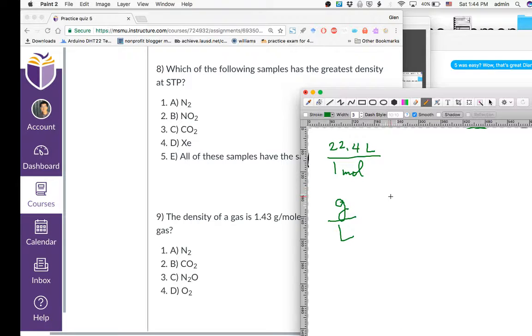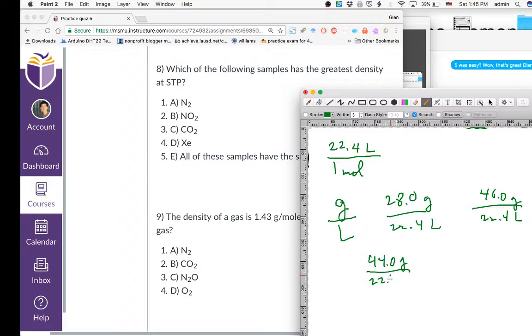For nitrogen, that's 28 grams per mole, so that's 28 grams per 22.4 liters. For nitrogen dioxide, that's 46 grams per mole, so that's 46 grams, that's 1 mole, for 22.4 liters. For carbon dioxide, that's 44 grams, that's 1 mole, for the 22.4 liters that I am assuming that I have, right? Then for xenon, that's 131 grams per mole, so that's 131 grams for the 22.4 liters. Which of these is the larger number? You do the division on your calculator, and you'll find that the xenon is the largest number.